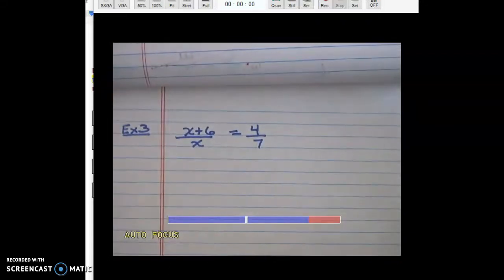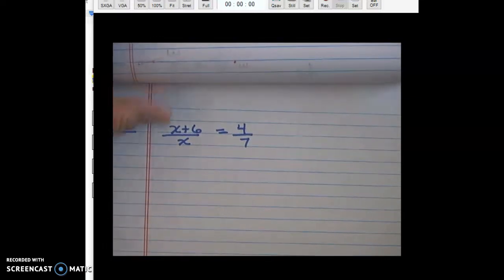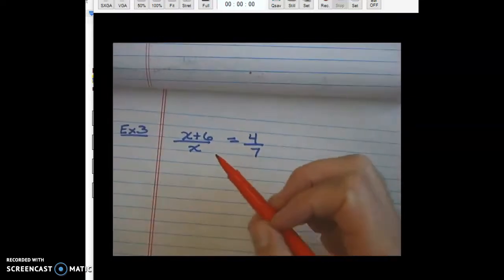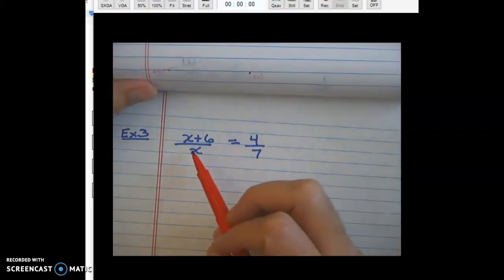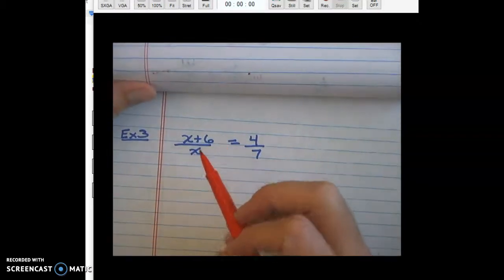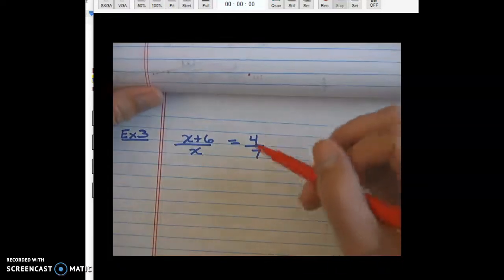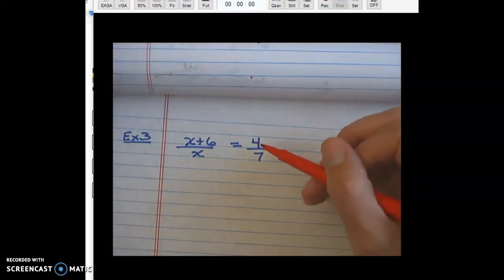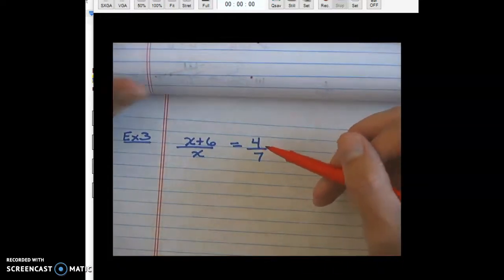All right, let's say we're asked to solve a proportion that looks like this. This one looks a little bit different than the rest of ours. This is definitely where cross multiplication will come in handy and allow us to solve this problem a lot easier. So we have x plus 6 over x. I'm thinking of a number that if I added 6 to it and then divided by that same number, it would be equal to 4 out of 7.